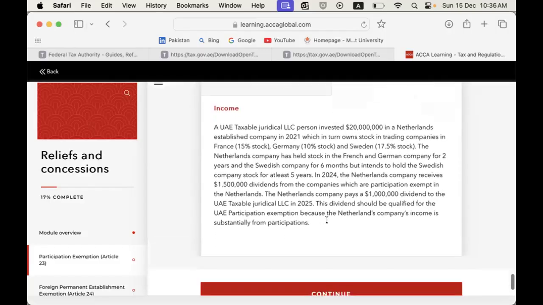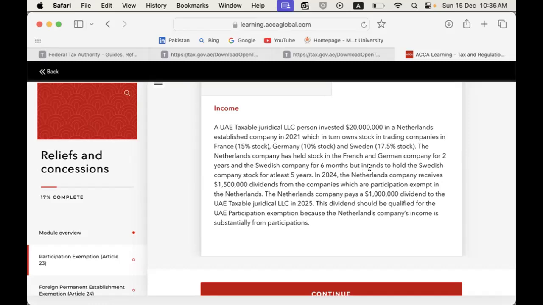Another example, income. A UAE taxable LLC person invested $20 million in a Netherlands established company. Now, again, you might have heard the Netherlands is also considered a lower tax jurisdiction. But anyways, in 2021, which in turn owns stock in trading companies in France, 15% stock, Germany 10% stock, Sweden 17.5% stock. The Netherlands company has held stock in the French and German company for 2 years, and the Swedish company for 6 months only, but intends to hold the Swedish company stock for at least 5 years.